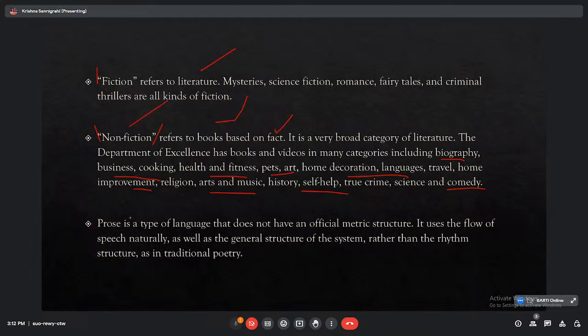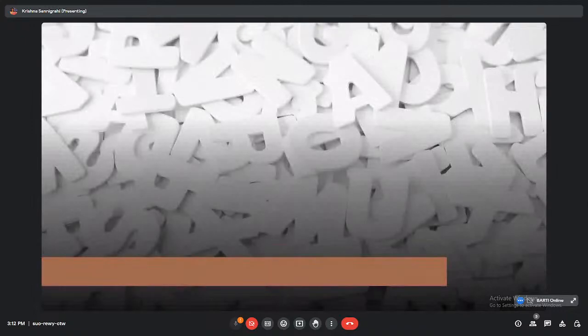When we talk about the idea of prose, prose, as we understand, is a type of language that does not have an official metric structure. It uses the flow of speech naturally, as well as the general structure of the system, rather than the rhythm structure as in traditional poetry. So the general structure it follows is the structure of speech rather than rhythm.